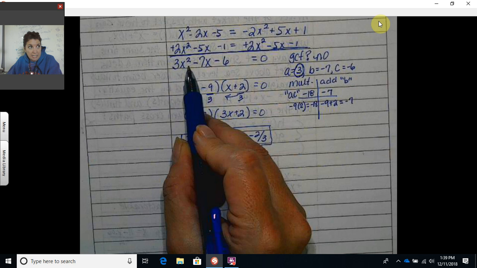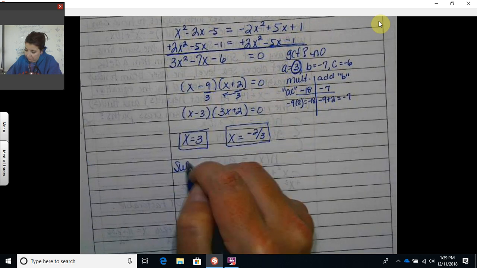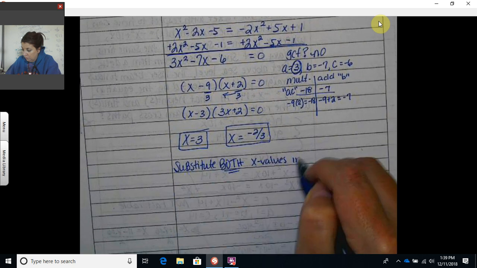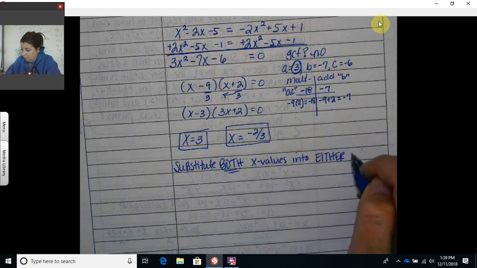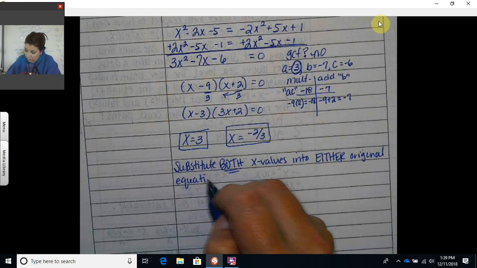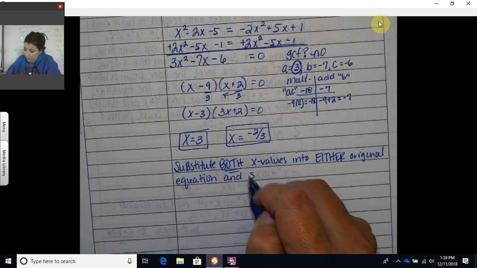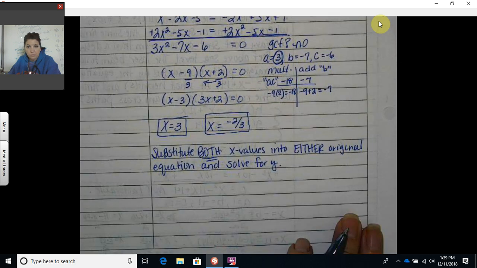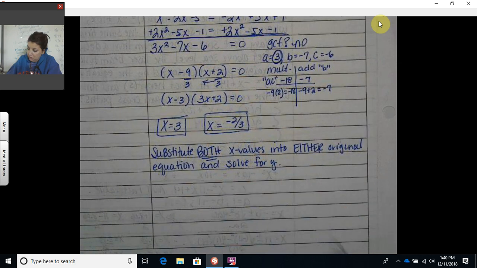So substitute both x values into either original equation and solve for y. So I'm going to choose function f just because this leading coefficient's not negative. You can choose function g. Just be very careful about that negative coefficient.